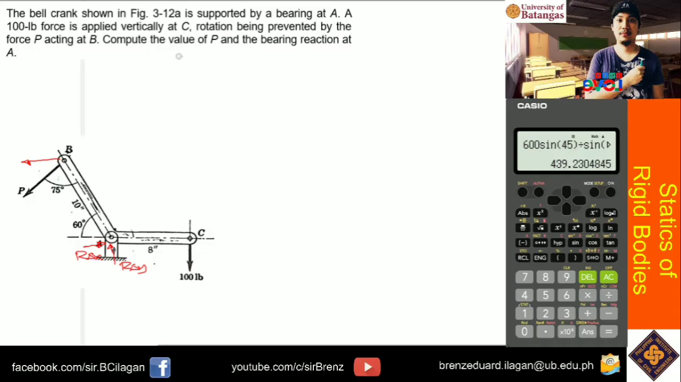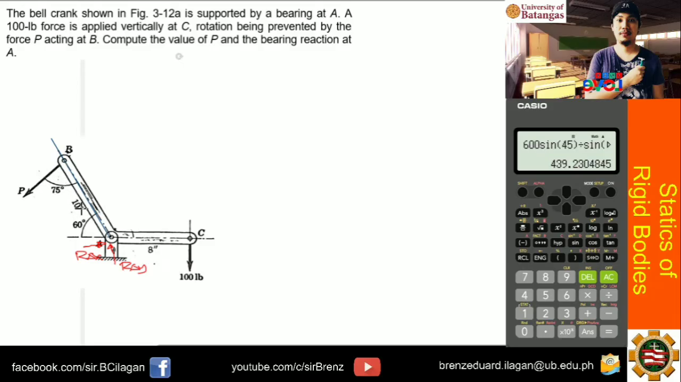So what is the next step? Okay, so next, this time, we will now take the summation of moments at point A. We are doing that in order to find the value of P. But then again, as you can see here, its angle with respect to your plane AB, let's show it here. Your AB is this line, right? It is inclined. So with reference to that line, the angle it produces is 75. Okay? So meaning, this is not our perpendicular distance.